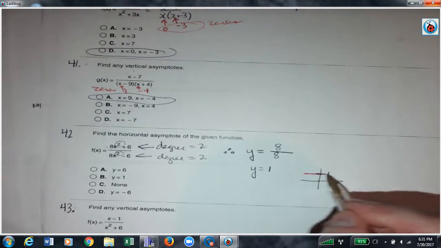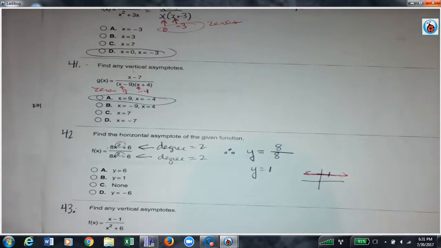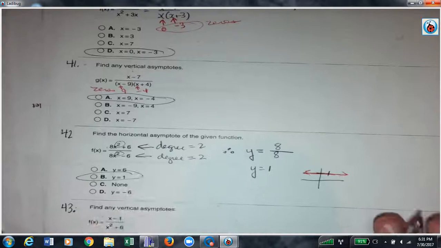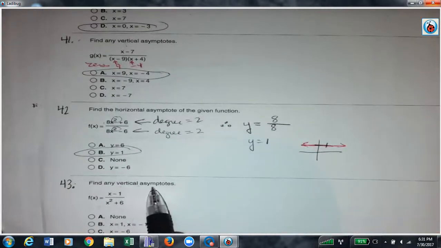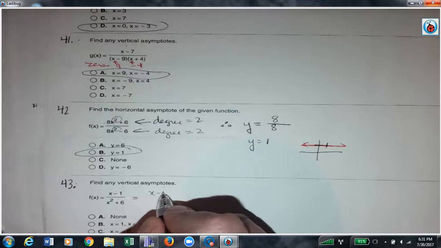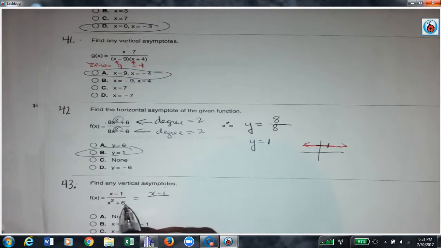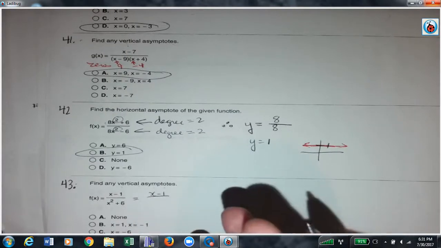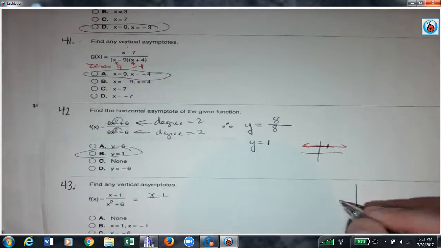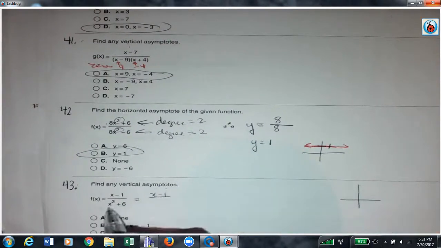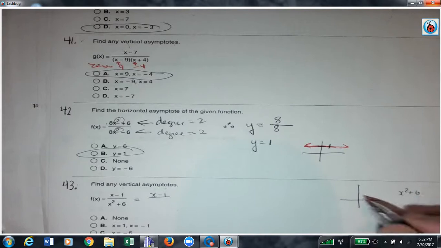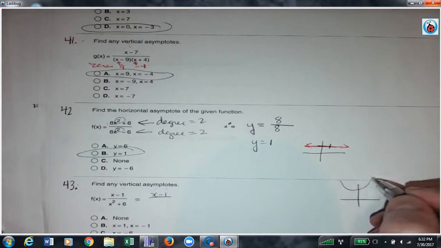So here's the horizontal line, y equals 1, is our horizontal asymptote. Find any vertical asymptotes. Vertical asymptotes are found at real zeros of the denominator in lowest form. x squared plus 6 cannot be factored over the reals. What's the graph of that look like, of x squared plus 6? It's the graph of x squared shifted up 6 units.